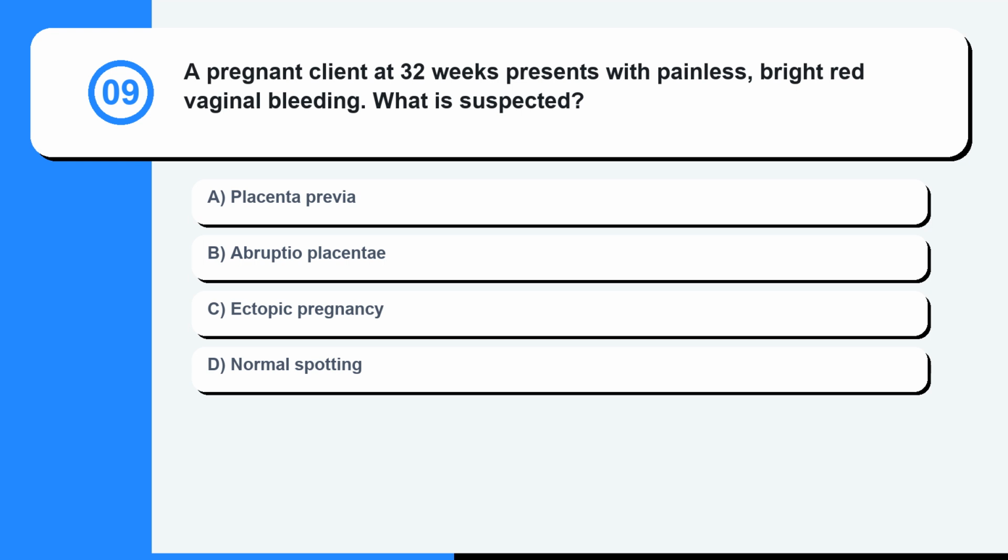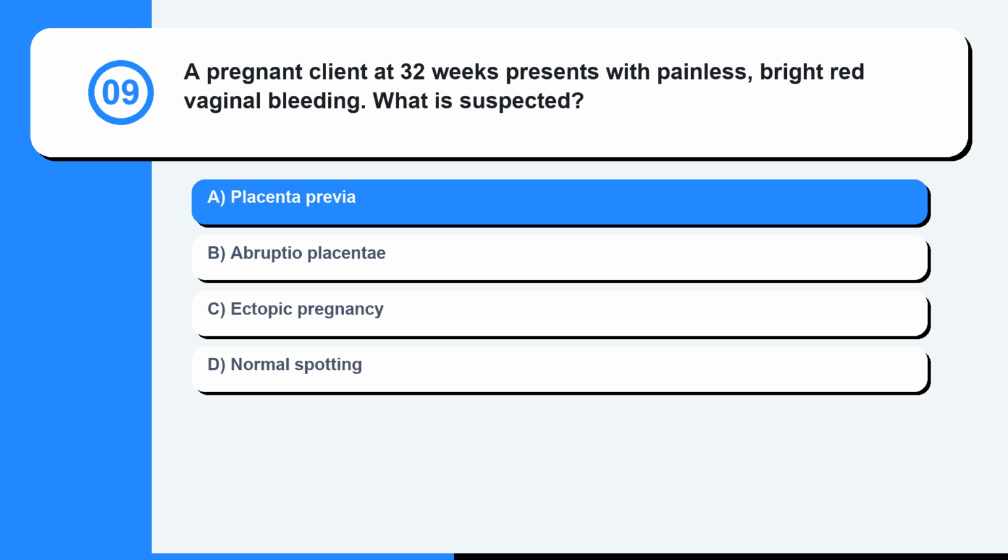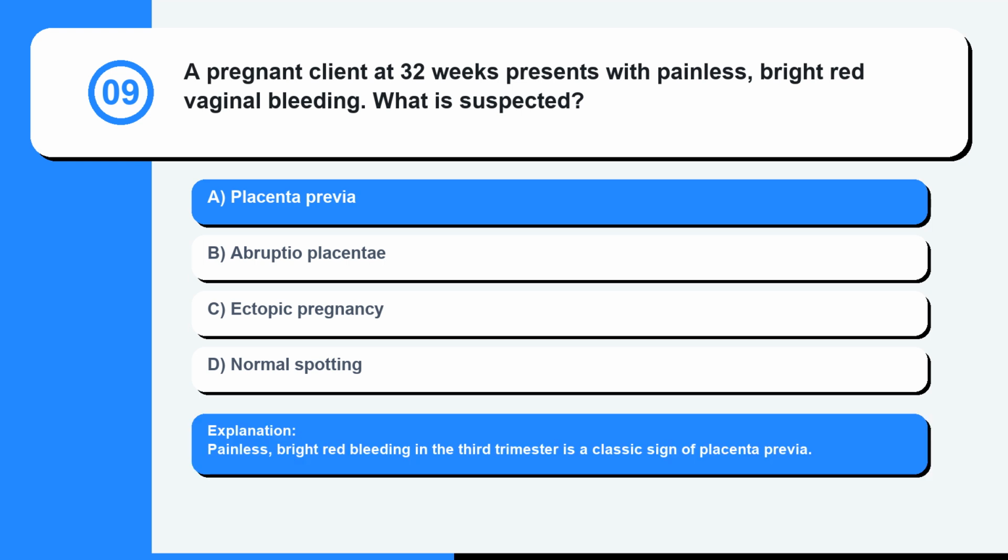Question 9. A pregnant client at 32 weeks presents with painless, bright red vaginal bleeding. What is suspected? A. Placenta previa. B. Abruptio placentae. C. Ectopic pregnancy. Or D. Normal spotting. The correct answer is A. Placenta previa. Painless, bright red bleeding in the third trimester is a classic sign of placenta previa.